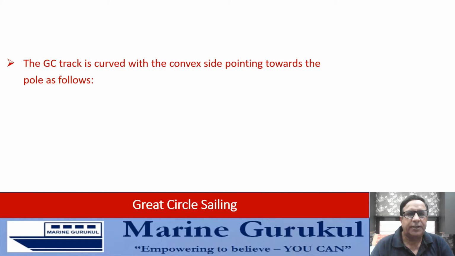The GC track is always curved with its convex side pointing towards the pole. When you move along the GC track, it is along a curve on the surface of the earth, and the convex side of that curve is always pointing towards the pole. Now the question is, we have two poles, north pole and south pole. Towards which pole does the track curve and present its convex side?